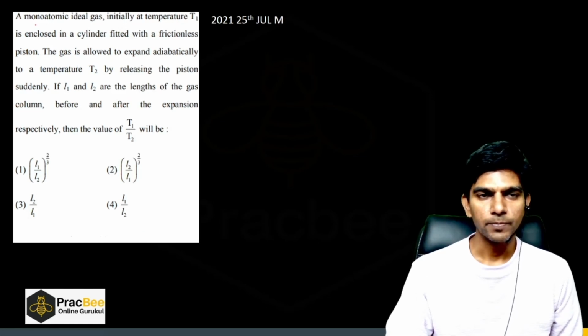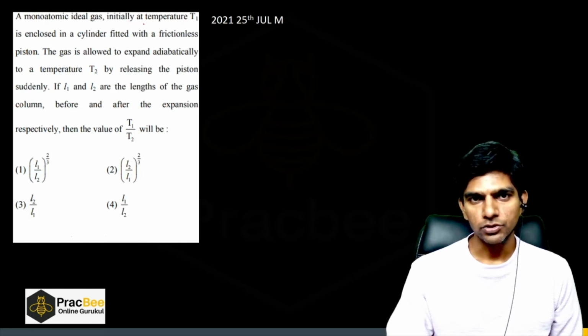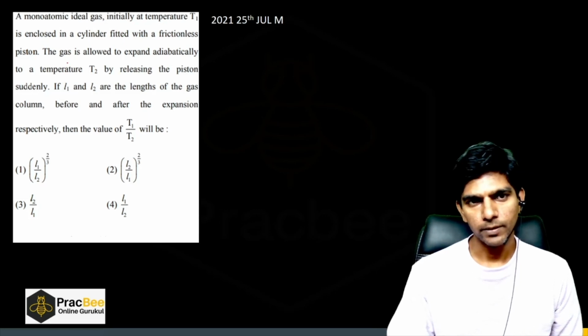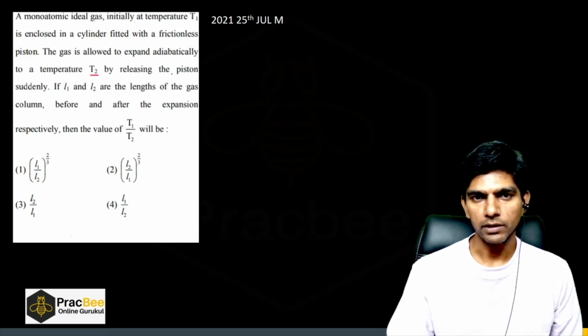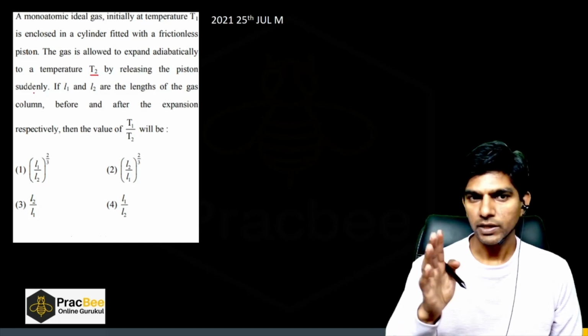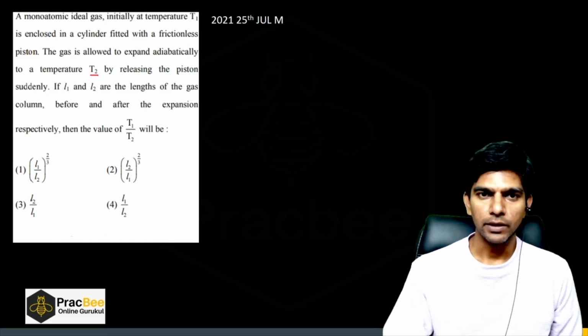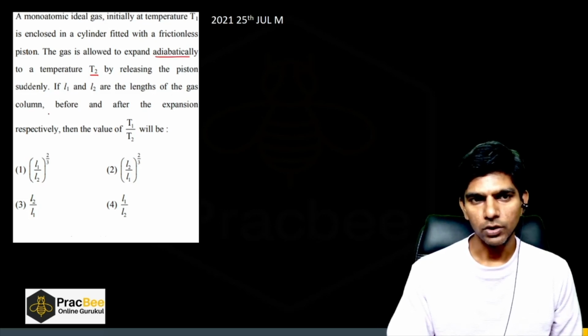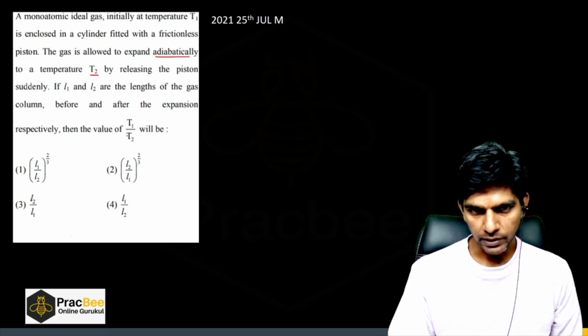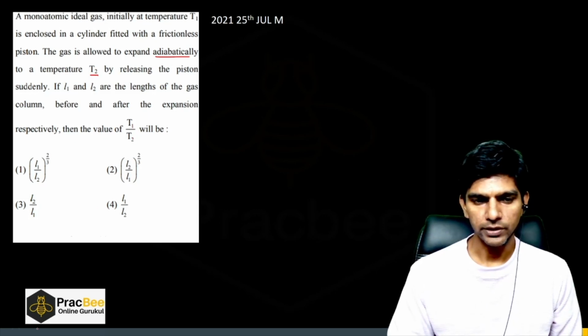Let us see one more case. A monatomic ideal gas initially at temperature T1 is enclosed in a cylinder fitted with a frictionless piston, and the gas is allowed to expand adiabatically to a temperature T2 by releasing the piston suddenly. So since the piston is released suddenly, it's a quick process, and it's an adiabatic process. If L1 and L2 are the lengths of the gas column before and after the expansion, then what is the value of the ratio T1 to T2?